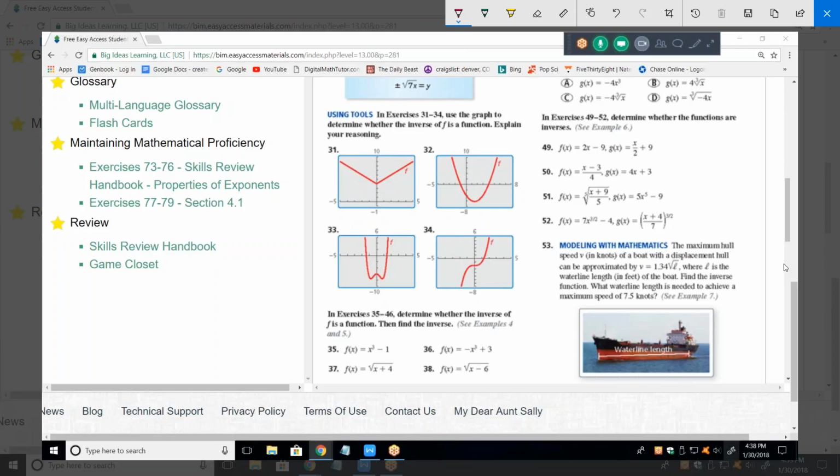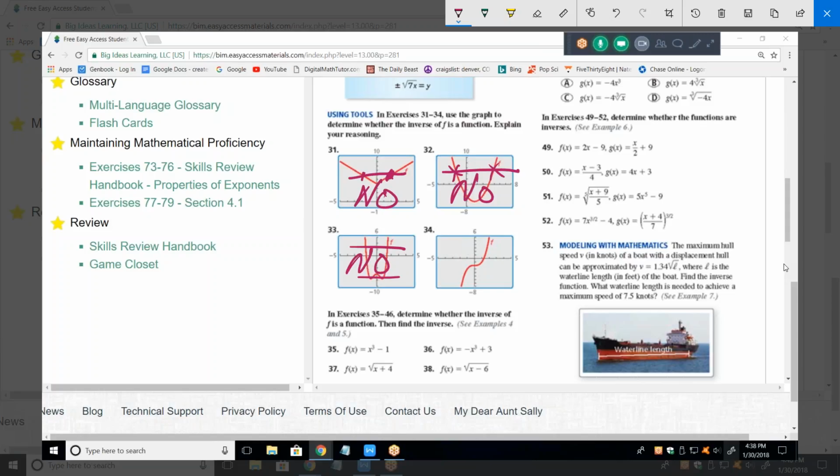The horizontal. Correct. Notice the first one fails the horizontal line test immediately. It goes through the values. So, no, its inverse is not a function. 32 fails it immediately. That inverse is not a function. 33 fails it numerous places. Fails it there, fails it there. That is not a function.